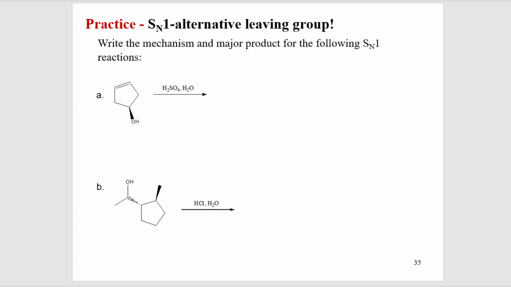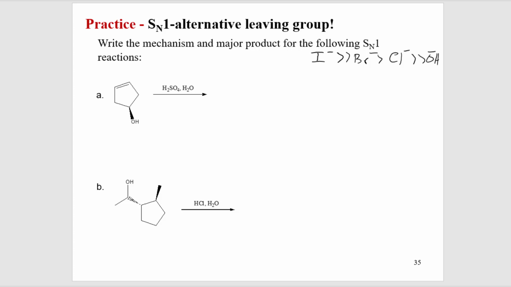Now, on its own, OH is not the greatest leaving group, right? It's not as stable as an iodine or a bromine or a chlorine minus. OH minus is not as stable, right? So it would be I minus is way better than bromine minus, which is way better than chlorine minus, which is way better than OH minus. So on a scale of leaving groups, OH minus is not a great leaving group.